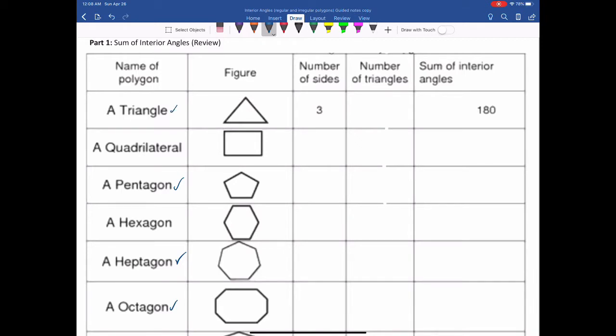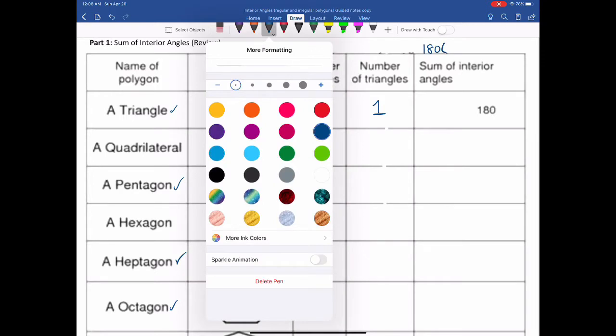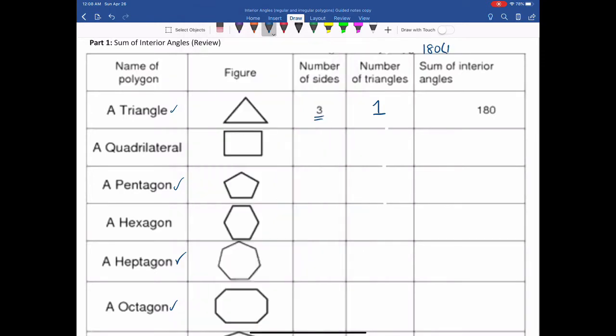The first one's kind of done for you. Obviously, a triangle has 3 sides, and it's made up of just one triangle. If you use the formula for the interior angles, you're just going to do 180 times n minus 2. So it follows this rule, and 180 times 1 is just 180.